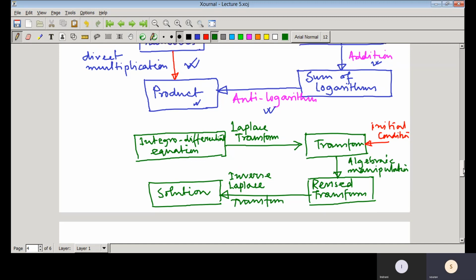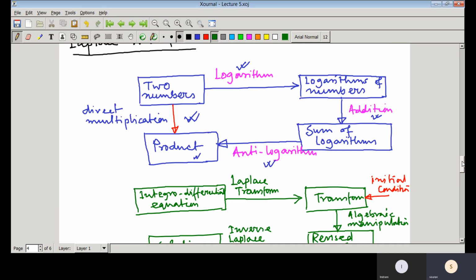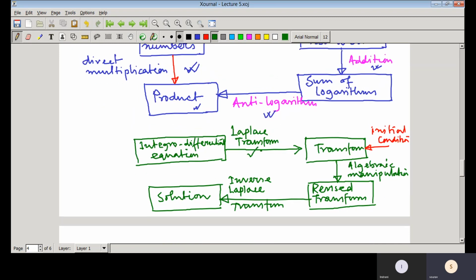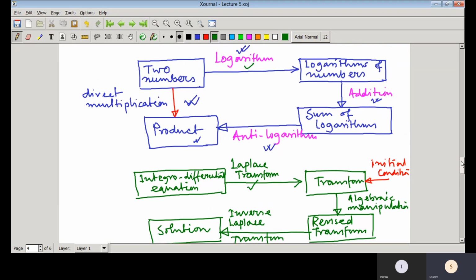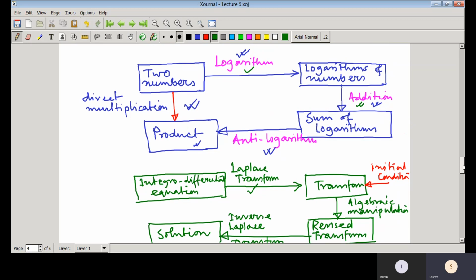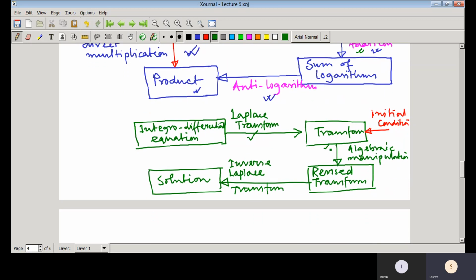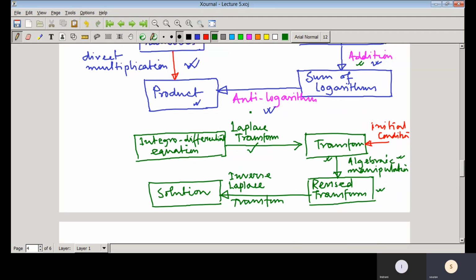So this is very similar to the above one. In the case of logarithm, we have two numbers and we take the logarithm, and here we take the Laplace transform. In the logarithmic transform, we get the product of the two numbers in addition form, and here whenever you take the Laplace transform, it comes into algebraic form, and then after some algebraic manipulation you get it in the transformed form. And then if you take the inverse Laplace transform, very similar to the anti-logarithm, you will get that solution.